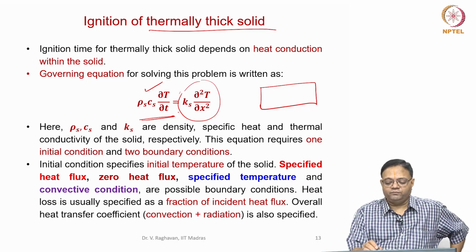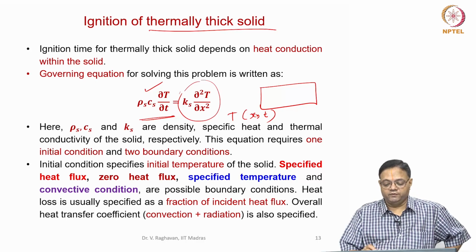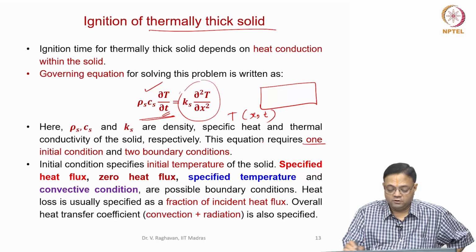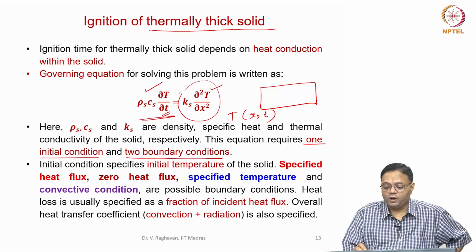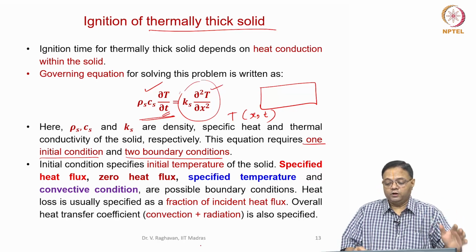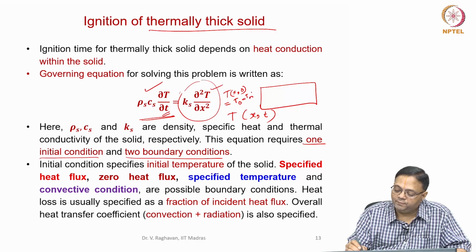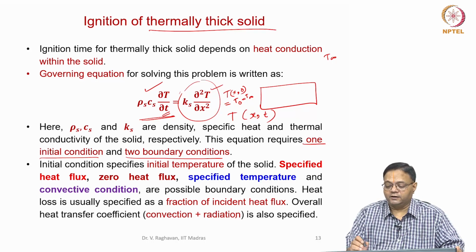It is a partial differential equation because T is a function of two independent variables, and it requires one initial condition and two boundary conditions: second order space derivative, two boundary conditions, and first order time derivative calls for one initial condition. Now let us take this example. Initially, the solid at all x, time equal to 0, is at the initial temperature T0, which can be the ambient temperature T infinity also. That is the initial condition.